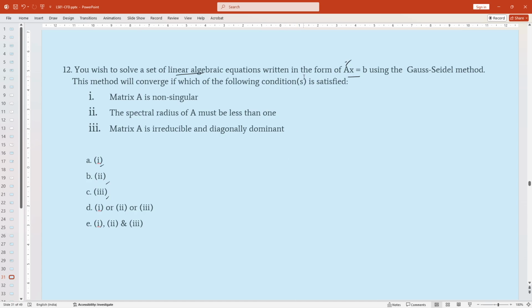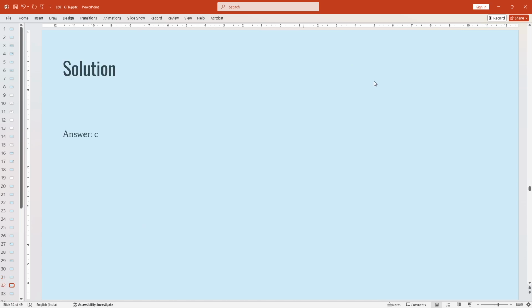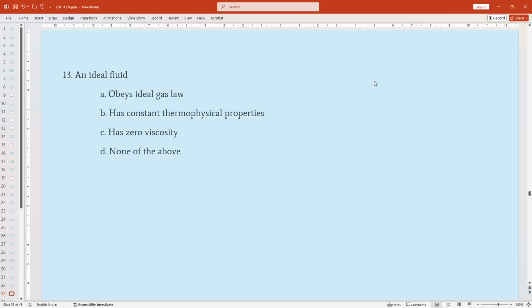So the needed property for matrix A is the third statement, that is it should be irreducible and it should be diagonally dominant. Then only we can use Gauss-Seidel method to solve the system of linear equations. Moving on to next question.